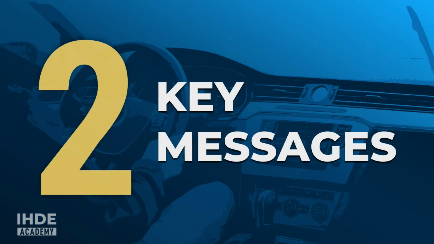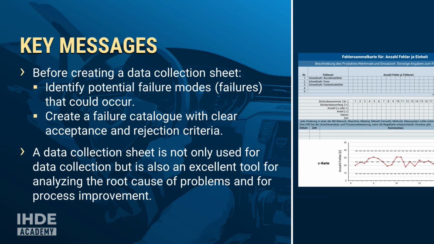Well, that was a lot of new information. Therefore, I would like to conclude by repeating the two most important key messages. Before creating a data collection sheet, identify potential failure modes that could occur. Create a failure catalog with clear acceptance and rejection criteria. A data collection sheet is not only used for data collection, but is also an excellent tool for analyzing the root cause of problems and for process improvement.